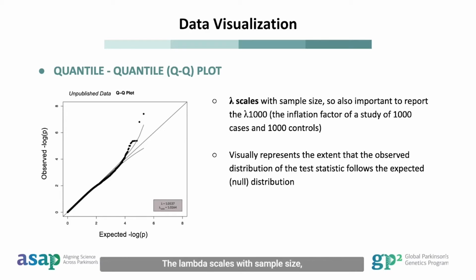The lambda scales with sample size, so an important thing to calculate and report is a lambda 1000 value, which reports the inflation factor of a bound study if you had exactly 1,000 cases and 1,000 controls. It is particularly important to report this value for imbalanced datasets. For example, if you had 4,000 cases but 40,000 controls, the lambda would be skewed. But the lambda 1000 value will provide a more accurate idea of what is going on with the data when imbalance is accounted for.